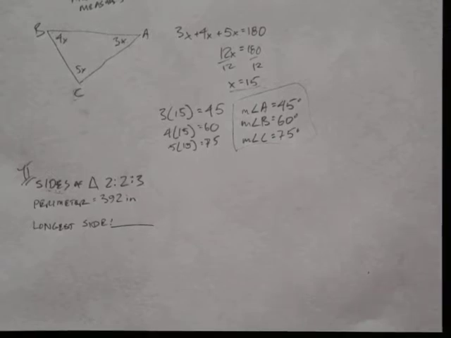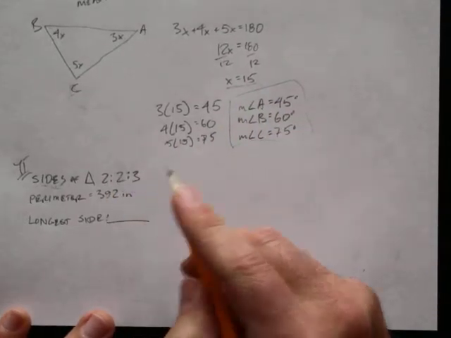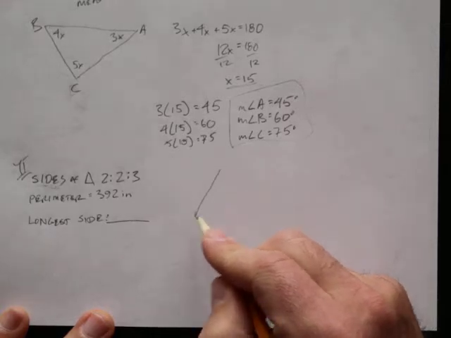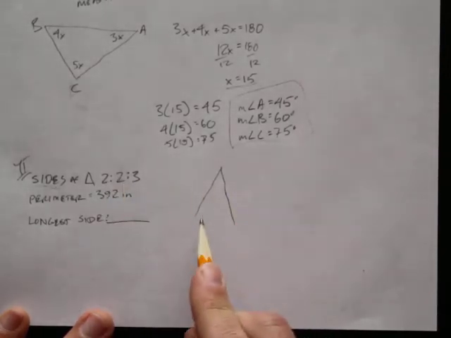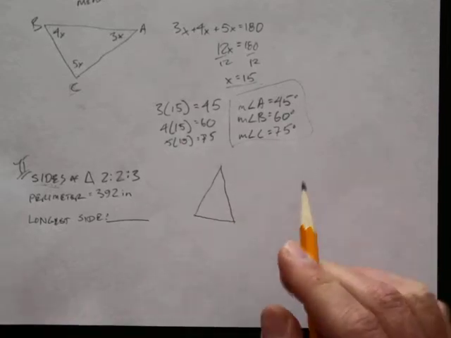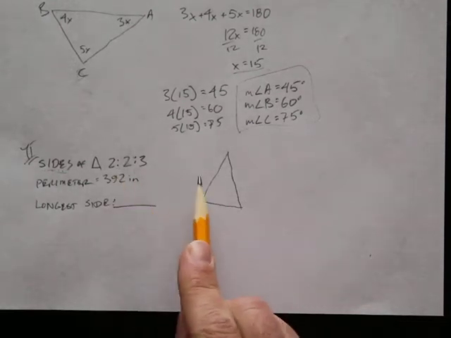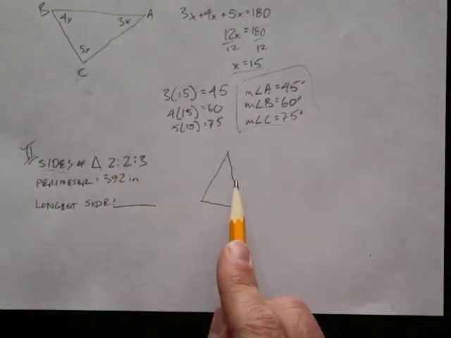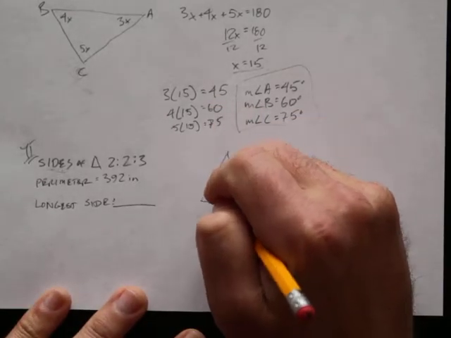All right, welcome back. So I've got this ratio, 2 to 2 to 3. So I'm just going to draw a triangle. Notice that these two sides are the same. So I have two sides that are the same. And at this point I would say, okay, what kind of triangle do I have if I know that 2 of the sides are congruent? And you would all say, isosceles triangle. Of course, Mr. V. Isosceles.